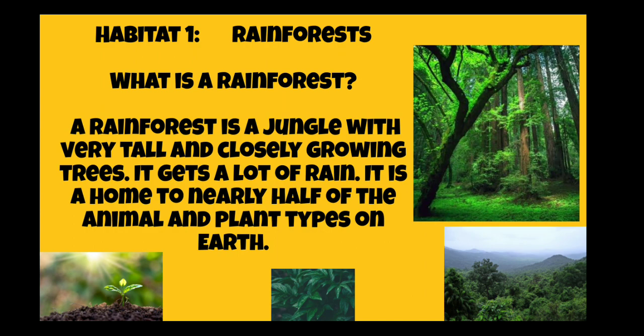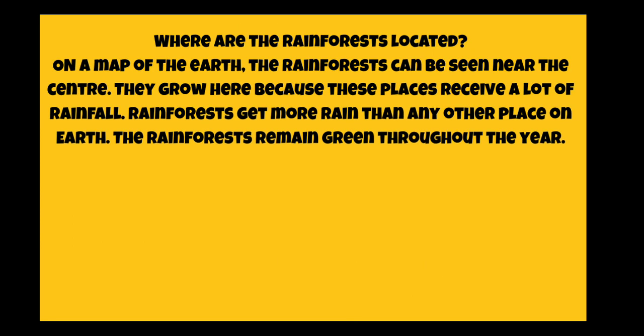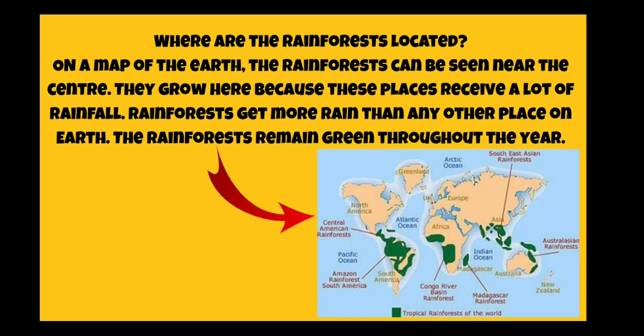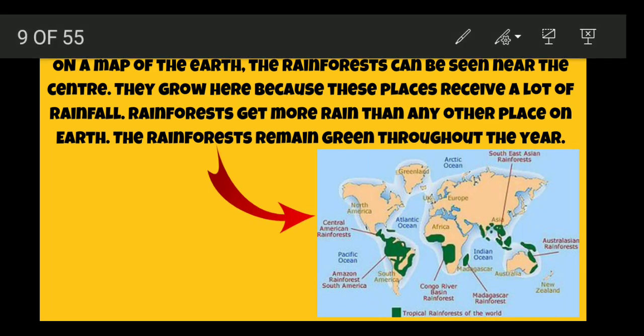Now, where on Earth is rainforest located? On a map of the Earth, the rainforests can be seen near the center. You can see that this is the equator, passing from here. All these rainforests grow close to the equator.